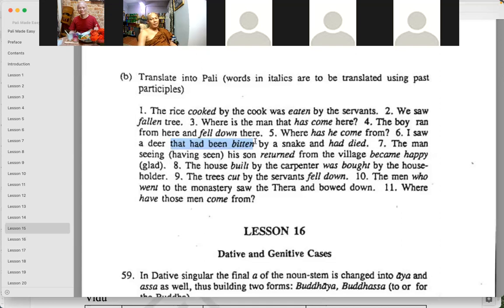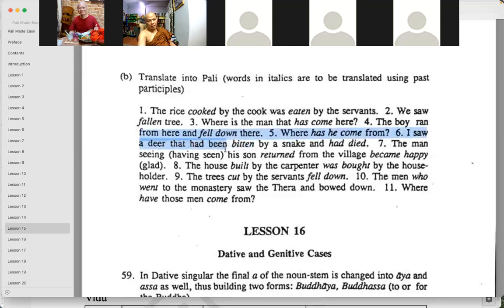So ahina datan mettan migan passe. Ahina datan matan migan passe. So in this way, here are those participle phrases.